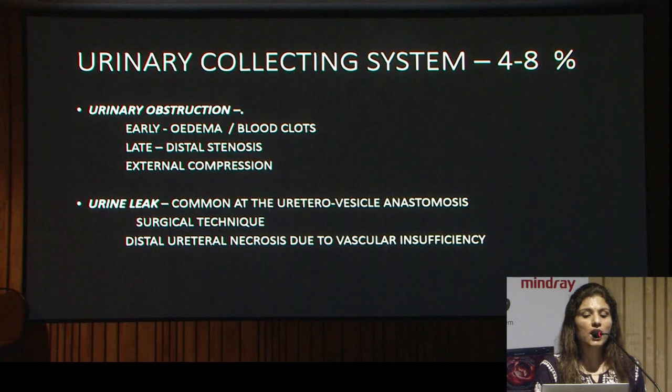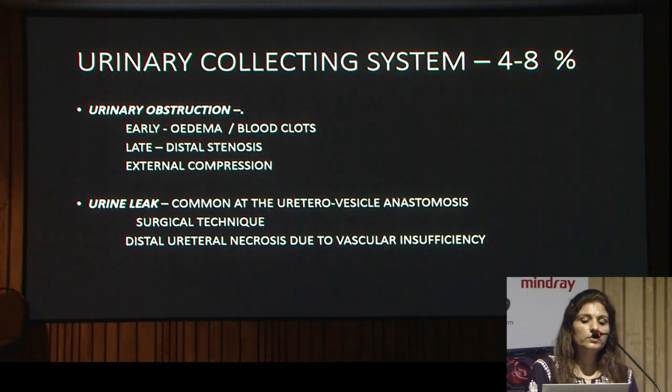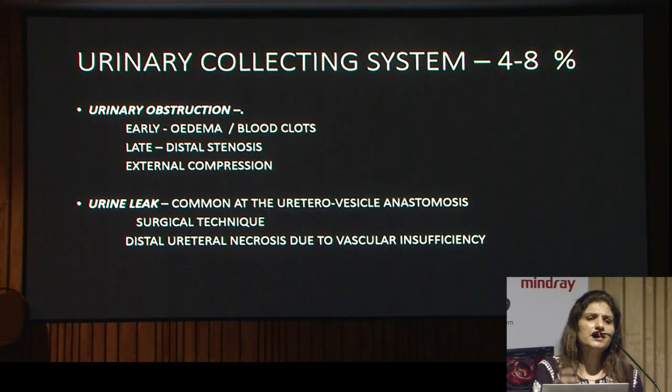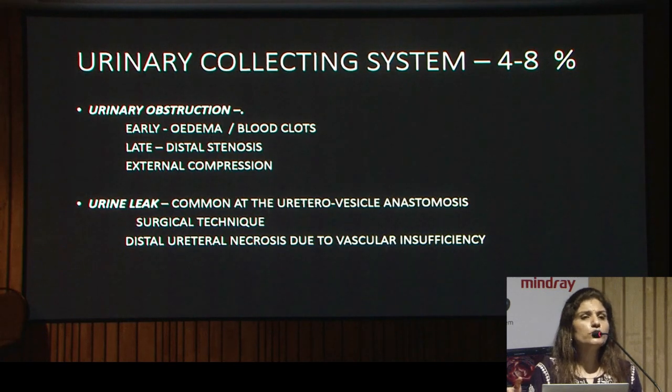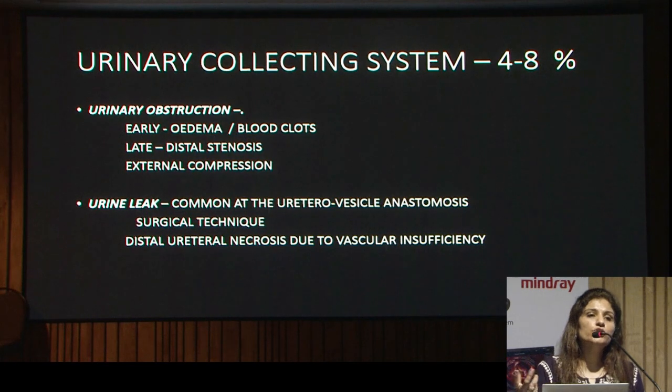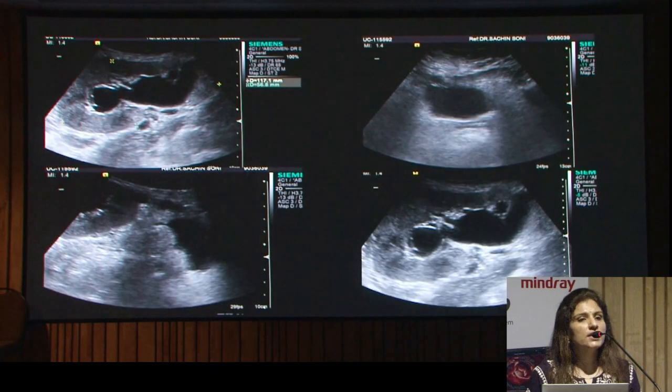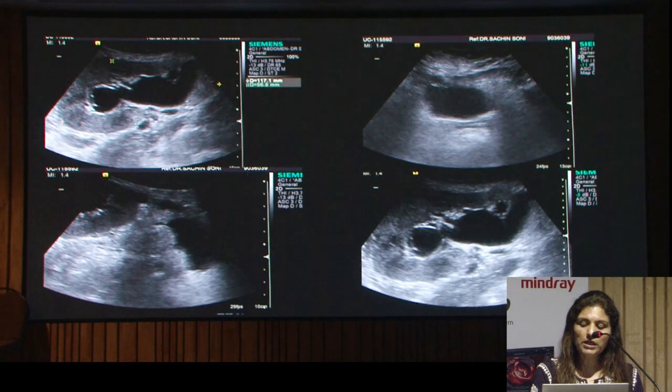Pathological hydronephrosis early usually occurs immediate post-op. That could be due to edema or blood clots at the vesico-ureteric junction. Late presentation could be distal stenosis or external compression by fluid collections. Urine leak is again common at the ureterovesical junction. Usually the patient presents immediate post-op with a lot of drain output, and if you do a creatinine, the drain shows a very high level of creatinine, which suggests that this is urine, so this is a urine leak. Again, a repeat or redo surgery is necessary in such cases.